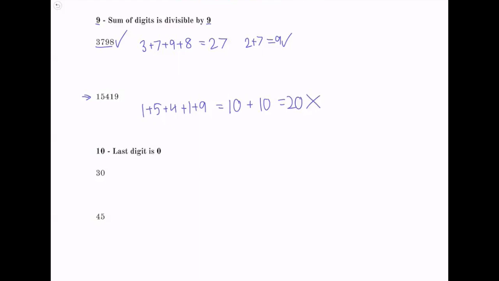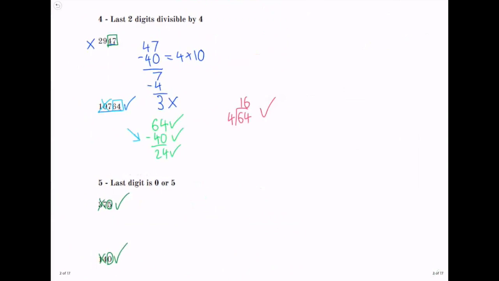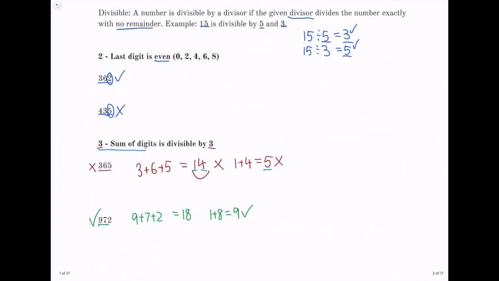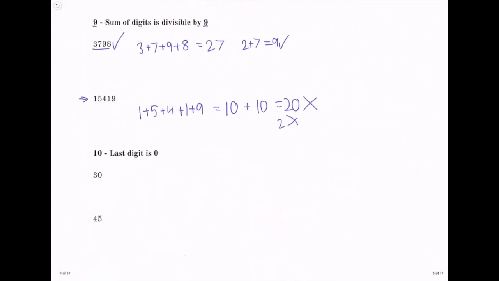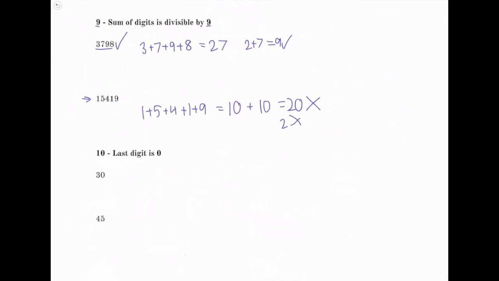But the other way, you can add them up again. 2 plus 0 is 2. And 2 is not divisible by 9 either. Wait, can you explain that one more time? Yeah, it's just like 3. Remember from 3, we just took the sum of the digits. We do the same thing essentially. So you basically just did 1 plus 5 plus 4 plus 1 plus 9. And then we see, okay, is 20 divisible by 9? No. Right? 20 is not divisible by 9.